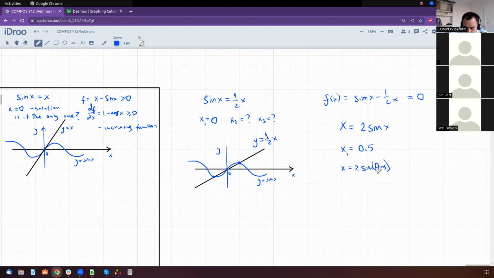Oh yeah, I got a solution. 1.89. 1.895. So x2 is approximately 1.895. I used a numerical method.